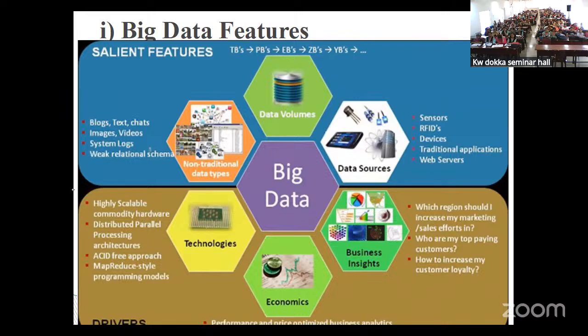So these are the features of big data. Can anyone tell what the features are? Characteristics and features are different. Features and techniques. For example, TV.